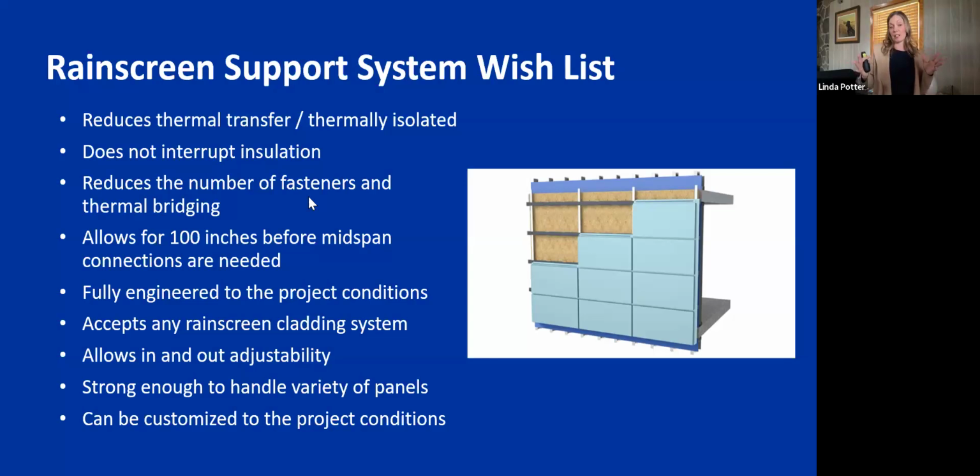You want it fully engineered so that you know you're not going to have the cladding torn off the wall by wind loads that couldn't keep it on there. That whole engineering concept is something that I think we have to start taking more responsibility for, as well as the design community, of saying, what do I have in my spec to ensure that that's getting done? We've got to allow that in and out adjustability, strong enough that it can handle any panels that you want to put on your building, and it can be customized to your project conditions, because we just know that we're pushing the limits of design all the time and asking ourselves, how can we get creative with this?